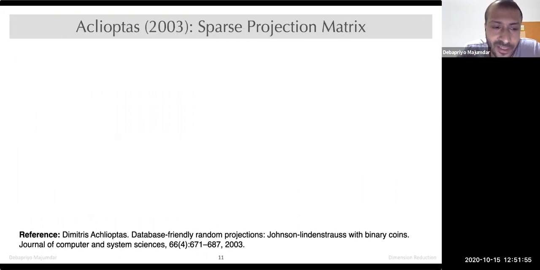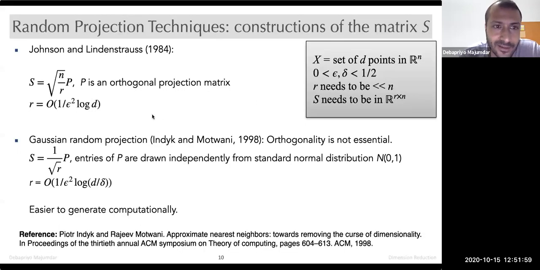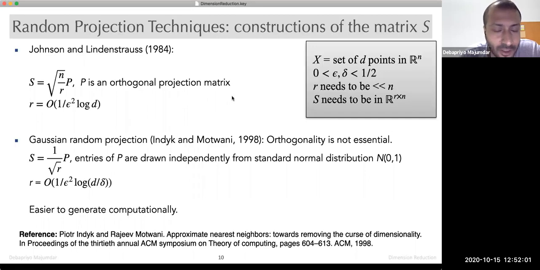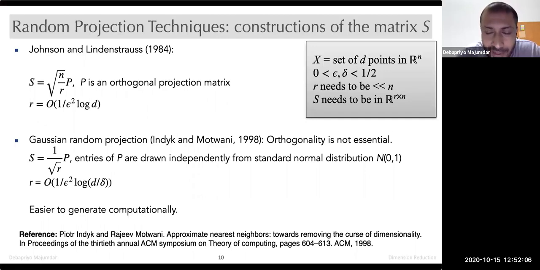Then in 2003, just a moment here, this is an orthogonal projection matrix, not a sparse matrix, a dense matrix, right? So even though R is small, N is large, and R cross N, that's a dense matrix.